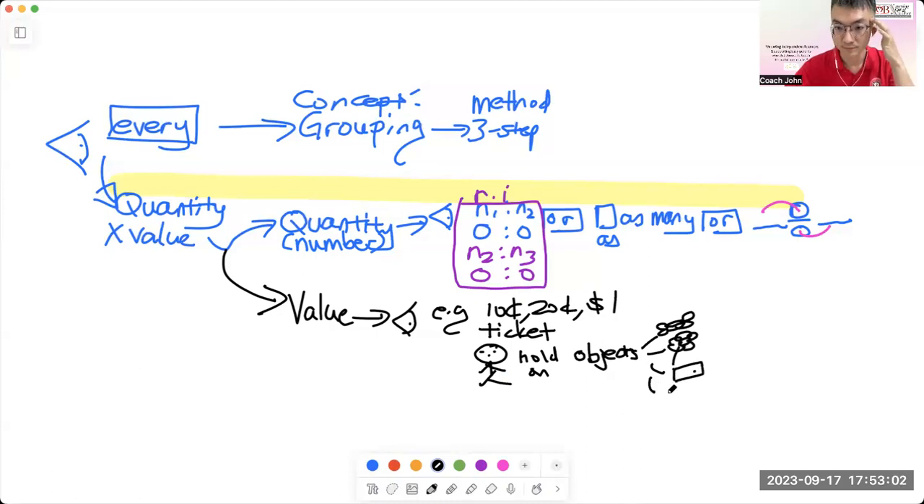How do you draw chocolate? Like that, okay.